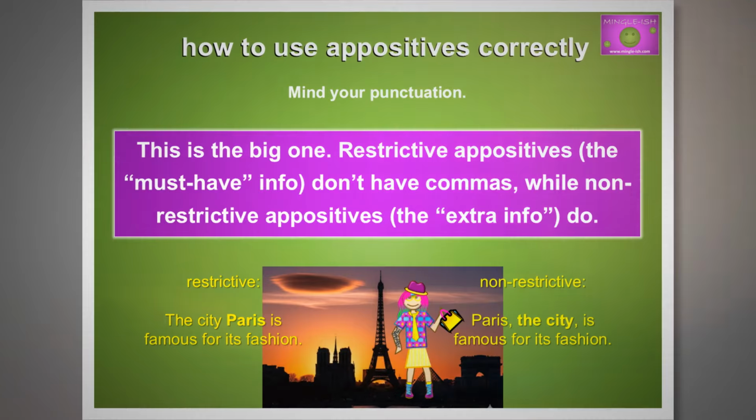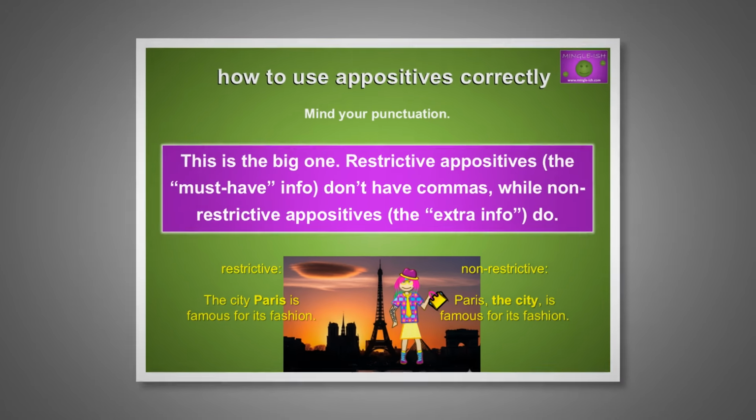Mind your punctuation. This is the big one. Restrictive appositives, the must-have info, don't have commas, while non-restrictive appositives, the extra info, do. "The city Paris is famous for its fashion" is restrictive, with no commas. "Paris, the city, is famous for its fashion" is non-restrictive and has commas.